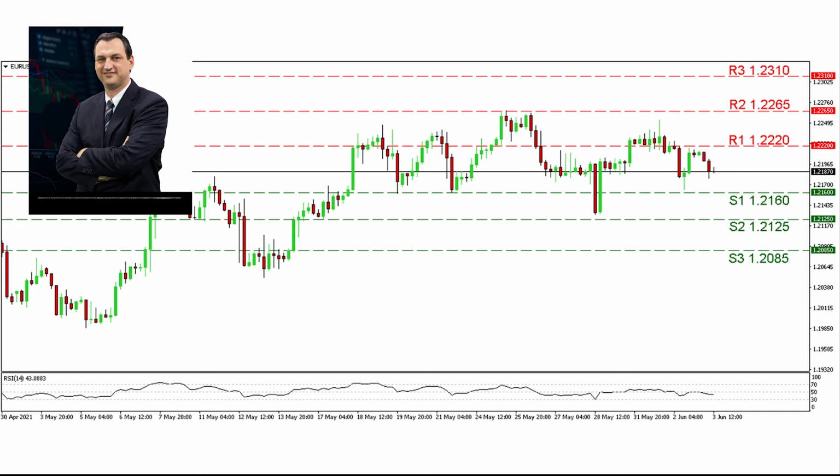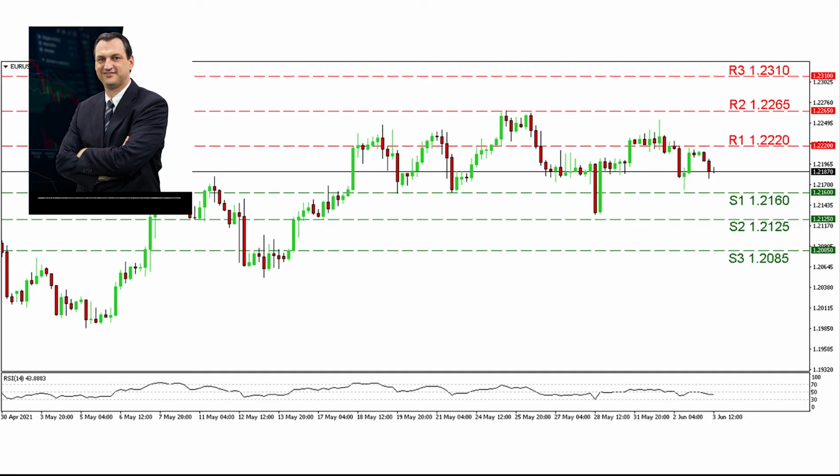1.2160 support. Even though the pre-mentioned levels have been breached in the past days, the price action seems to return within the current boundaries. To the upside, we note the R2 1.2265, which was tested but not clearly subdued from the 25th to the 26th of May. Even higher, we note the R3 1.2310 line, which is the highest resistance.